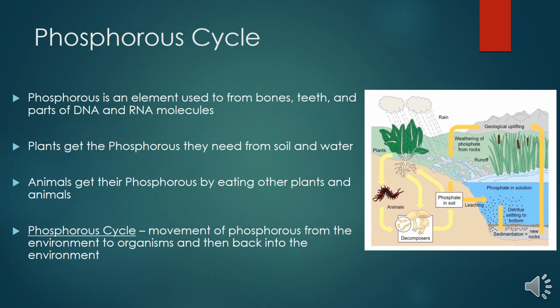Phosphorus cycle. Phosphorus is an element that's used to form bones, teeth, and parts of DNA and RNA molecules. Plants get the phosphorus they need from the soil and from water. Animals get their phosphorus by eating plants. This little guy here is eating this plant. And then it gets put back into the soil by decomposers. The phosphorus cycle is simply the movement of phosphorus from the environment to organisms and then back into the environment.